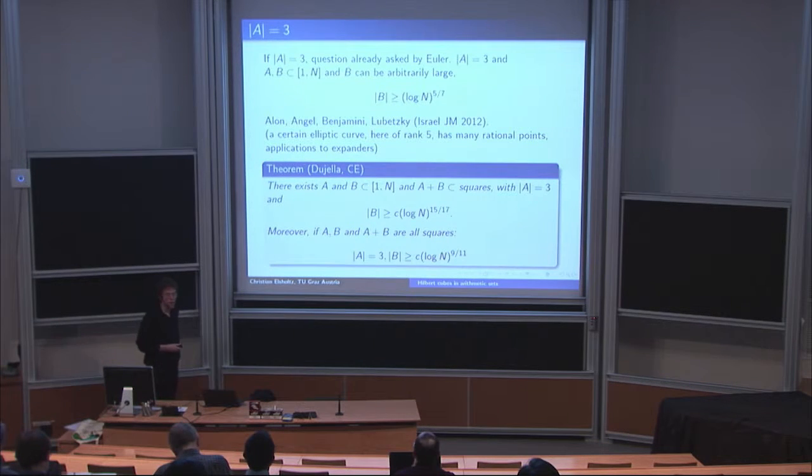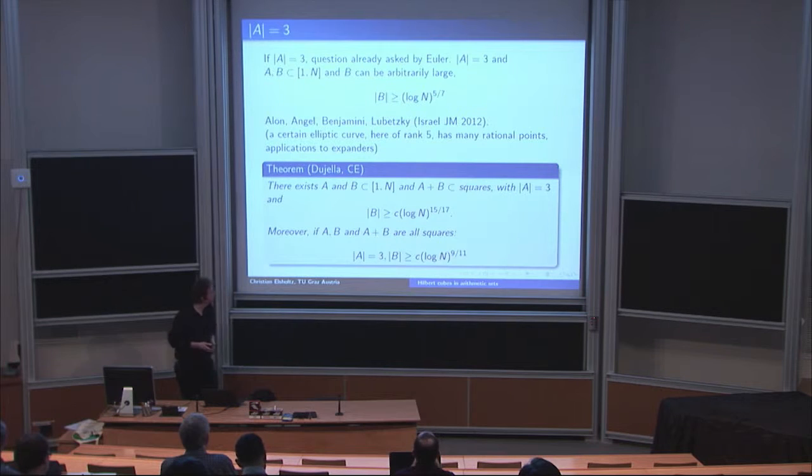So Andrew Granville and myself looked at this question again, and we were lucky to find an elliptic curve with higher rank. So the rank would then be, in our case, 15. But the framework would be the same. We got a size of B of logarithmic, just a better exponent.